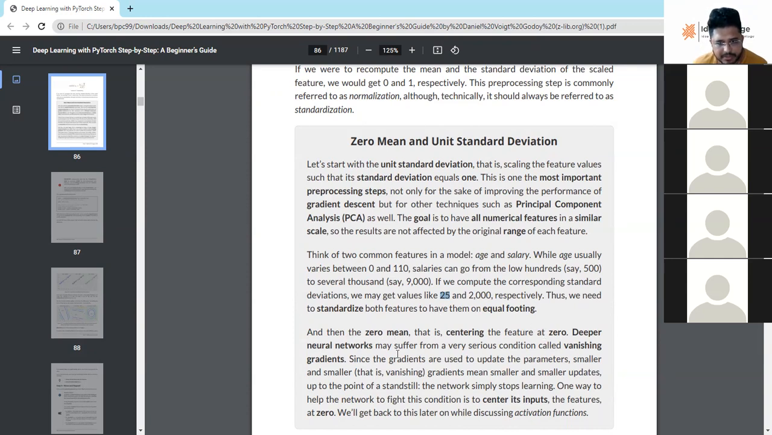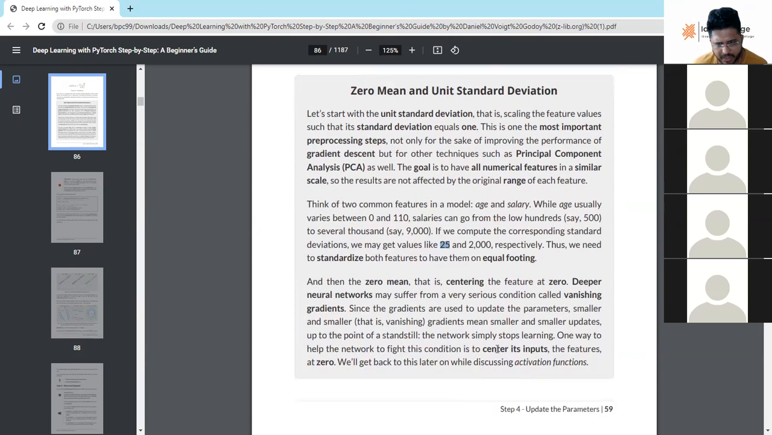Deeper neural networks may suffer from a very serious condition called vanishing gradients. Since gradients are used to update the parameters, vanishing gradients means smaller and smaller updates up to the point where the network simply stops learning. One way to help the network fight this condition is to center its input features at zero. This is one of the benefits of centering the input data at zero. It will help in avoiding the vanishing gradient problem. Okay, so this is one of our use cases.